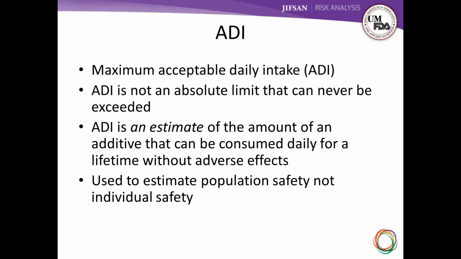So in that case, you would divide the NOAL by 1,000. That would produce something called the ADI. This is the maximum acceptable daily intake. It's not an absolute limit. That means if you happen to exceed it on a particular day, that doesn't mean that you will develop a cancer or any other kind of health effect. But it's an amount that can be consumed daily for a lifetime without adverse effects. This is a population number, not an individual safety number. And when we say that, we mean this doesn't really account for people who might be hypersensitive to certain chemicals and such.